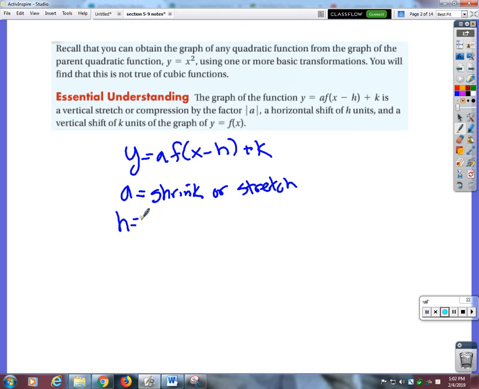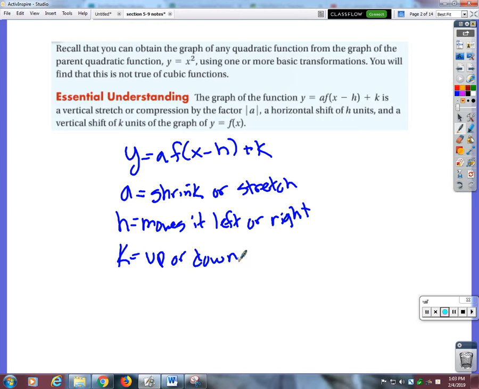If you add or subtract a number inside the parentheses, what does that do to the graph? Side to side. Good. That's what I said. If you add or subtract a number to a function outside the parentheses, then it moves it up or down. Transformations.